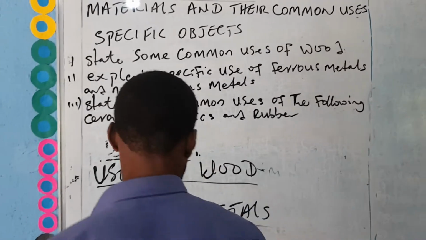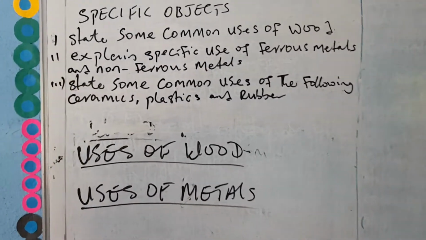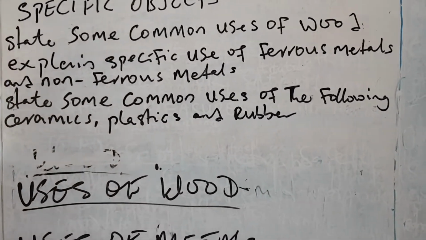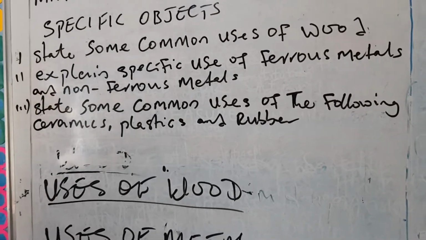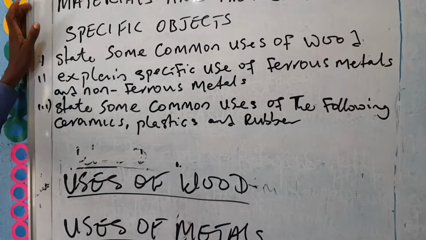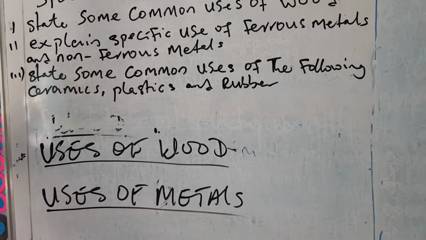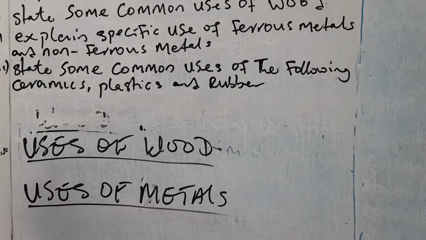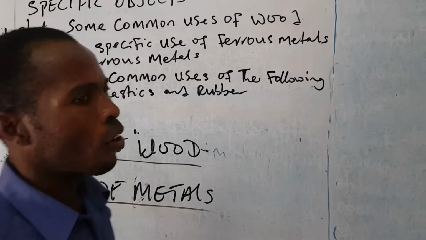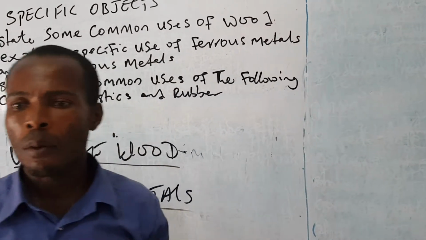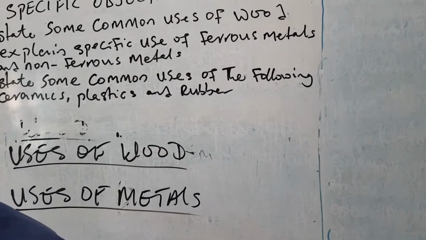And the next one we have is copper. What's the use of copper? Copper is used in making electrical cable. Yes, it's used in making our what? Electrical cable.